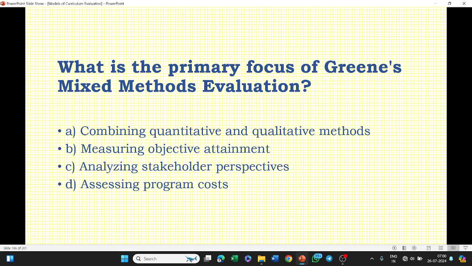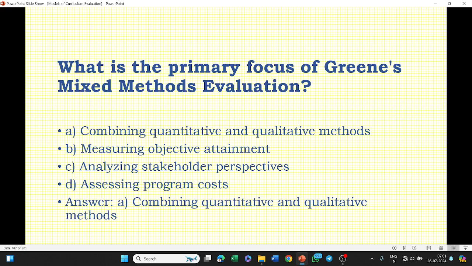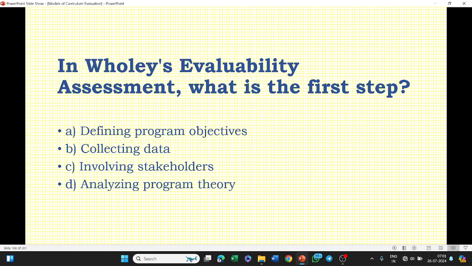What is the primary focus of Greene's mixed methods evaluation? Options: combining qualitative and quantitative methods, measuring objective attainment, analyzing stakeholder perspectives, assessing program cost. The answer to this question is option A, that is combining quantitative and qualitative methods.